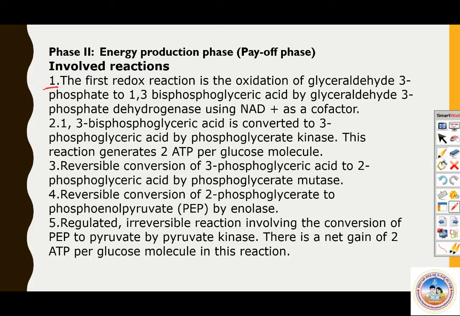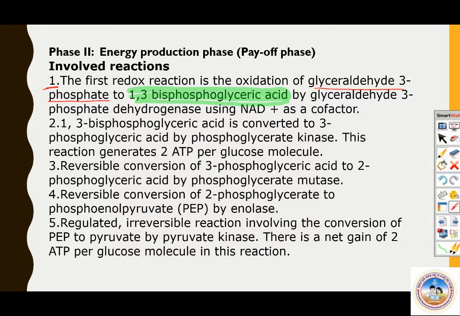The first redox reaction, I'll just write it for you. See, the first redox reaction is the oxidation of what? Glyceraldehyde 3-phosphate. Am I clear to you? Glyceraldehyde 3-phosphate to form what? To form 1,3-bisphosphoglyceric acid. What is it forming? 1,3-bisphosphoglyceric acid. So this is the product.